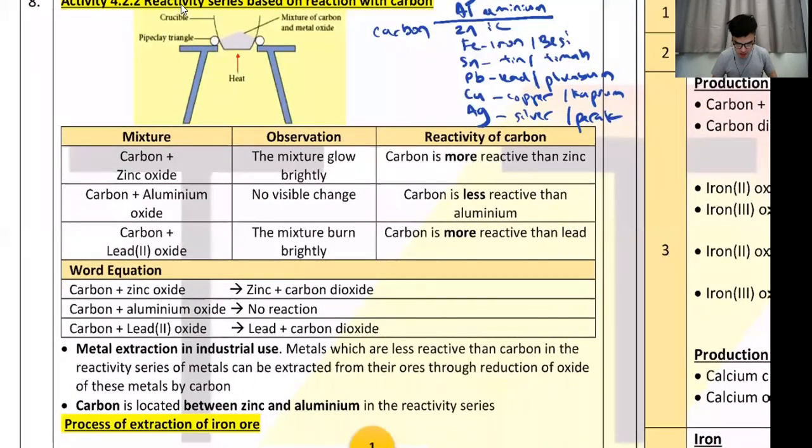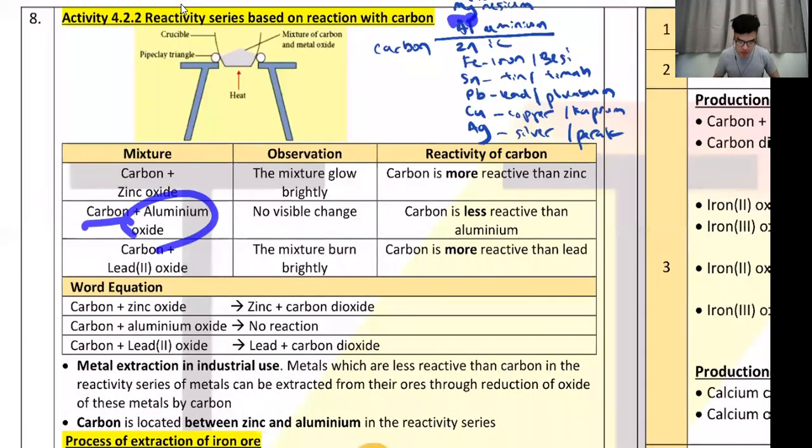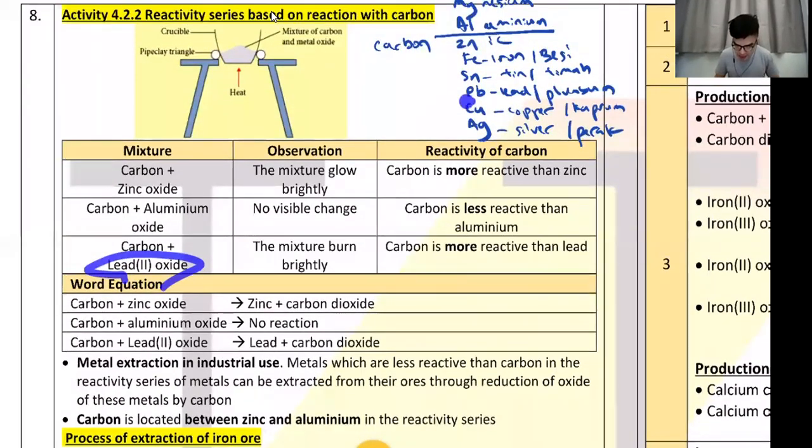Okay, continue about this aluminum oxide. So carbon is not as good looking as aluminum. So carbon can do nothing to aluminum because carbon is less reactive. Okay, so think of reactive as good looking. So carbon is less good looking than aluminum. Carbon is less reactive than aluminum. So same thing, lead oxide, lead is here. Okay, as you can see, wow, there are like 4 places differences. Carbon is so much better looking than lead. So that's why the oxygen will be snatched away by carbon.